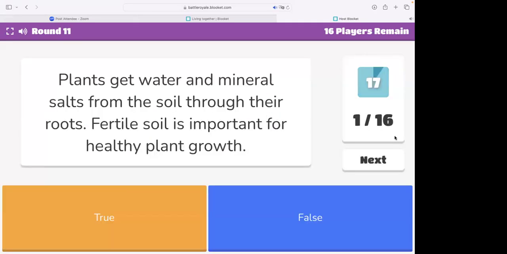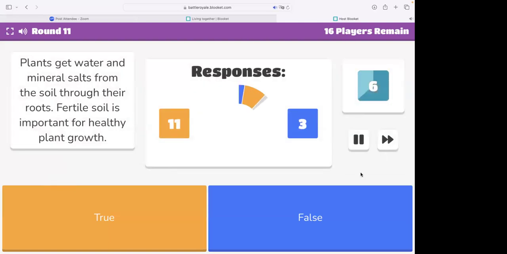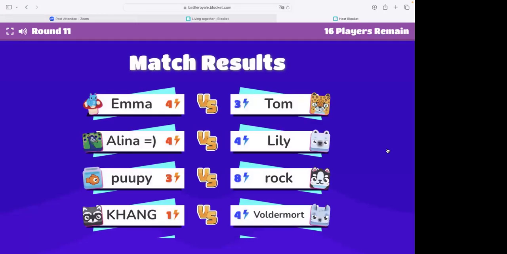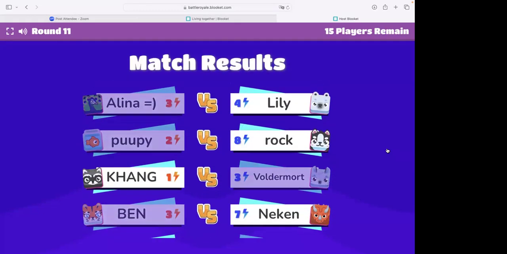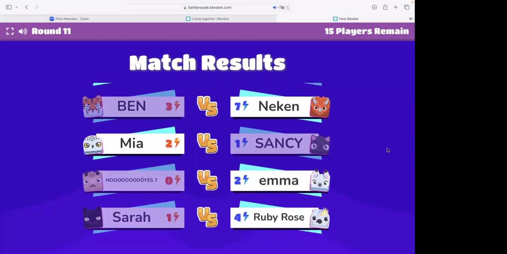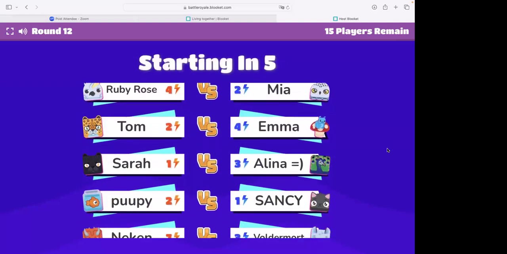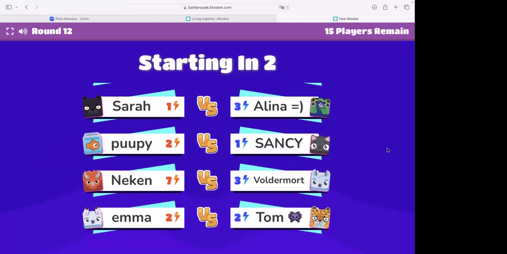Plants get water and mineral salt from soil through their roots, which is also important for healthy plant growth. This is in the PowerPoint slides. It should be easy for everyone. Api left 2 only, Mia left 2 only, Emma left 2 only. So be careful. Oh, Karen has 1, Sarah has 1. Be careful.